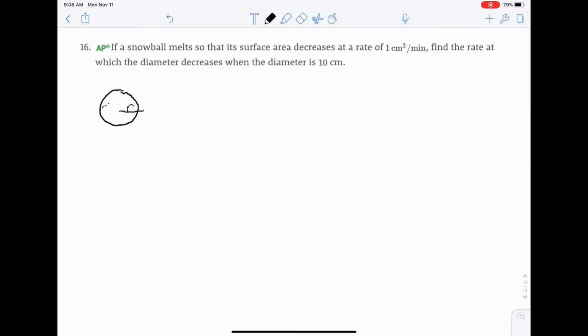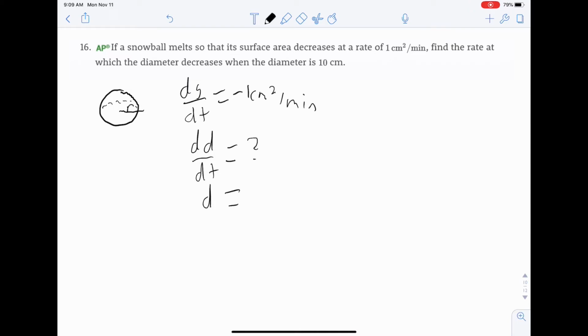Radius. Okay, yeah, pretty bad. Anyway, what it gives us is dS/dt, and it tells us that's going to equal negative 1 centimeter squared per minute. Remember, it's negative because it says surface area is decreasing. And dD/dt is what we're solving for, because it tells us to find the rate at which the diameter decreases. So that's unknown, and it tells us here the diameter is 10 centimeters.